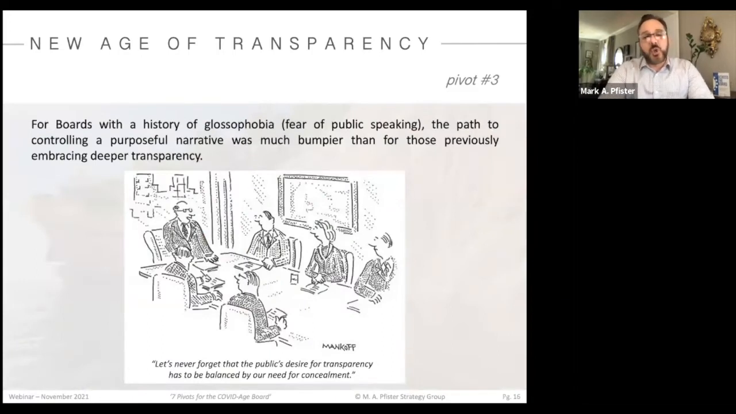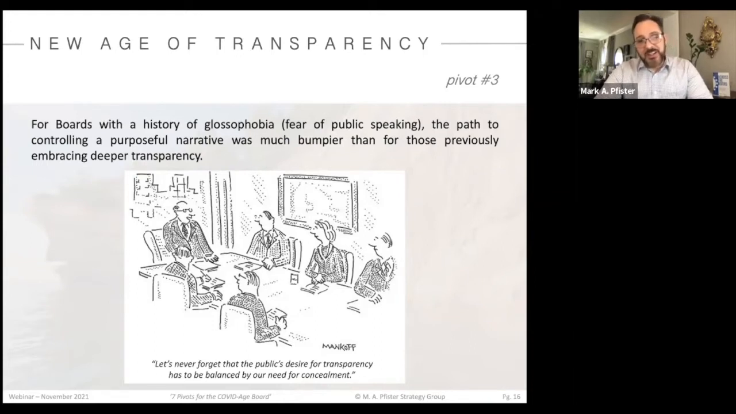So this path to controlling a purposeful narrative was much bumpier for those organizations that were not previously embracing transparency. In other words, the boards and organizations that were already communicating and directing and guiding their CEO and organization to communicate important points of not just the bottom line and the profitability of these organizations, but also other components inclusive of ESG components, were much more ready for the communication that mattered very much to those that were looking in from the outside, especially during the pandemic phase.